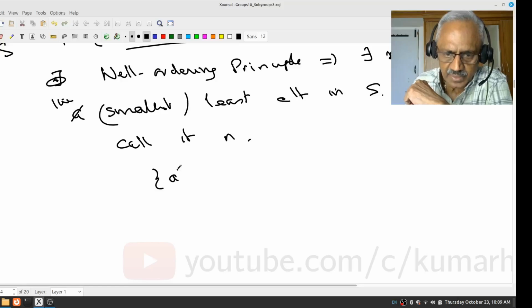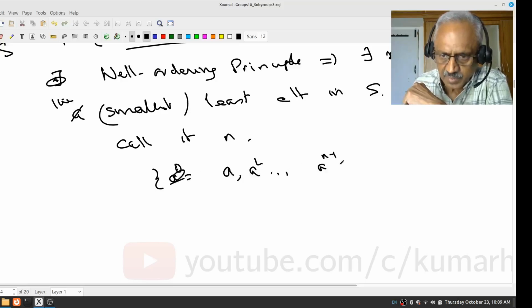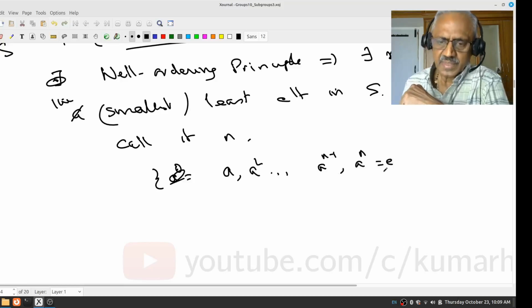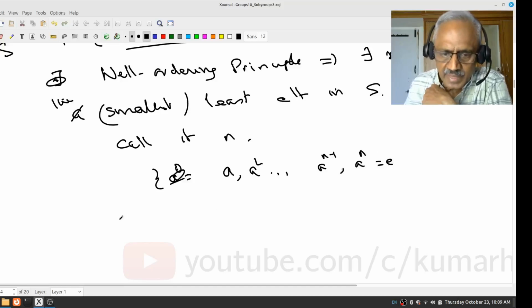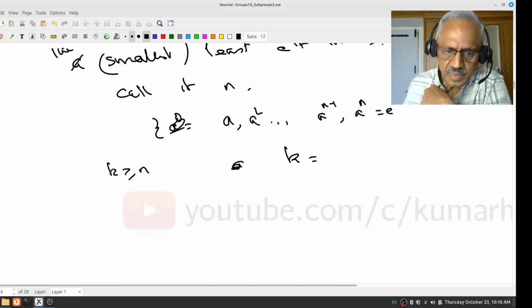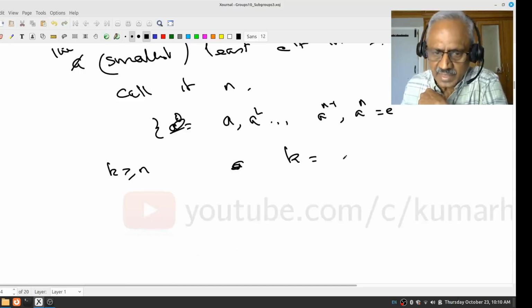So I have a to the power 0 is identity. Let me start with a squared, up to a to the power n minus 1, and when I come to a to the power n, it is identity, right? Now suppose my k is greater than or equal to n. Then by the division algorithm, I can write k as q times n plus r, where 0 is less than or equal to r less than n.